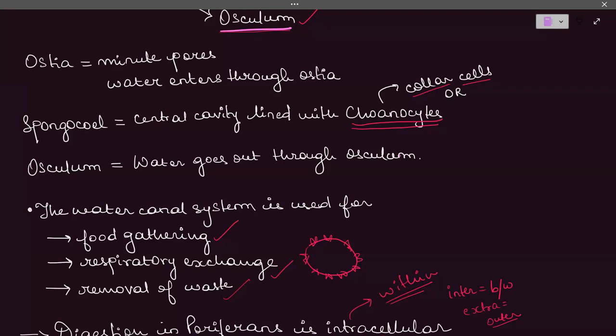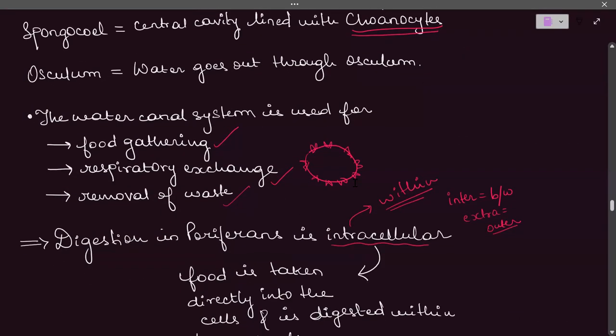Now, why is this water canal system present in the body of the sponges? For a variety of reasons: food gathering, respiratory exchange, and removal of wastes. These are the various reasons.